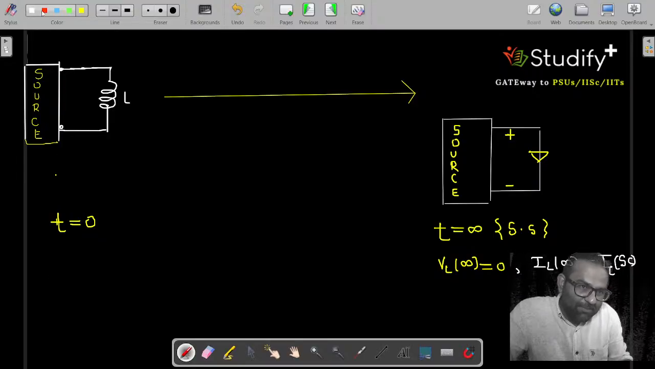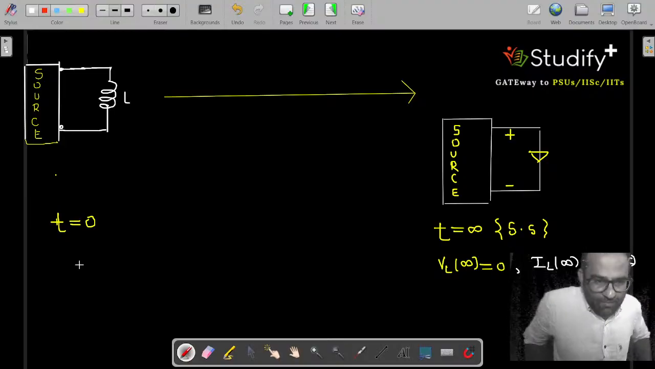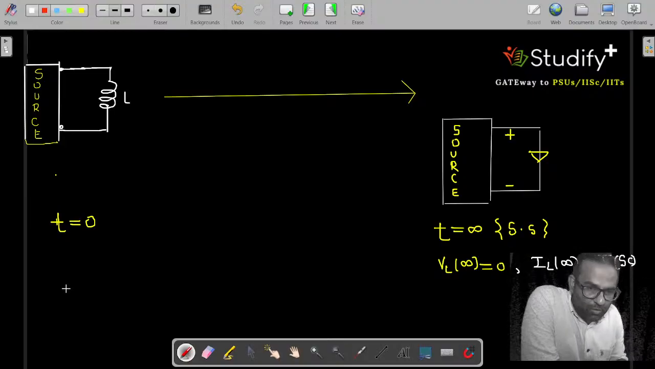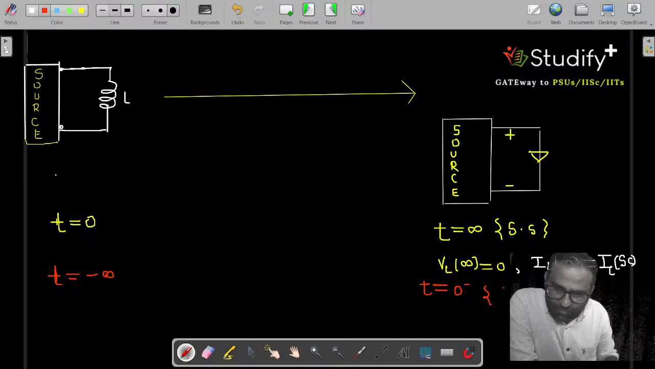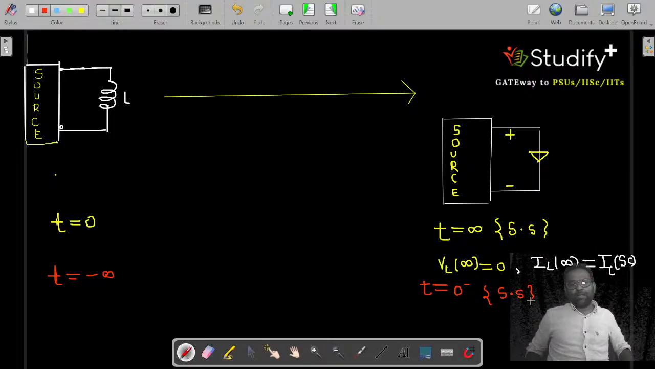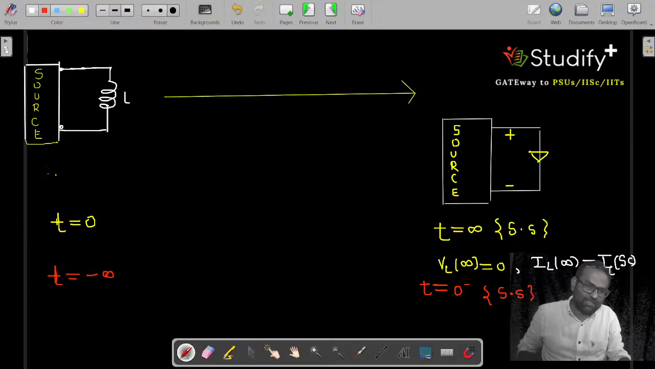But in some cases, because we do so much analysis of switching, if you are starting from t equal to minus infinity, then t equal to 0 is also one steady state. So this is the initial time and this is the final time, and this is also a steady state. So the steady state point is dependent on the starting point. This is the starting point.